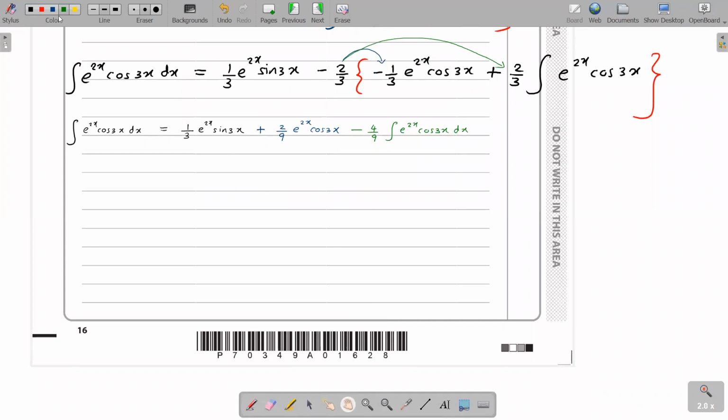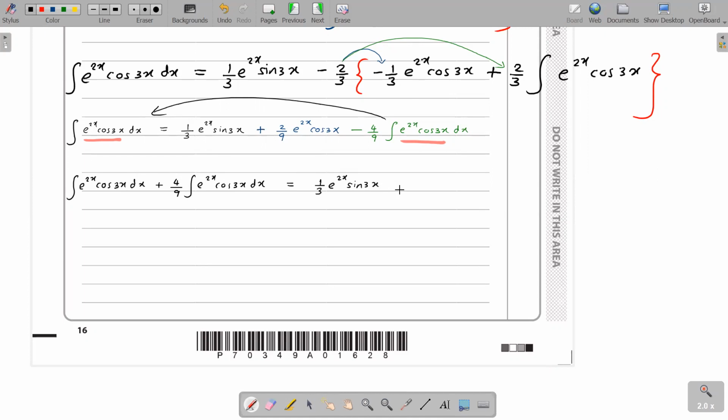Okay, so now I think you can see that we have the similar term here, e2x cos 3x integration. So what I'll do is bring this term to the other side. So I have integration of e2x cos 3x dx plus 4 over 9 integration e2x cos 3x dx equals 1 over 3 e to the power 2x sine 3x plus 2 over 9 e to the power 2x. And then you can now add these. These two are like terms.